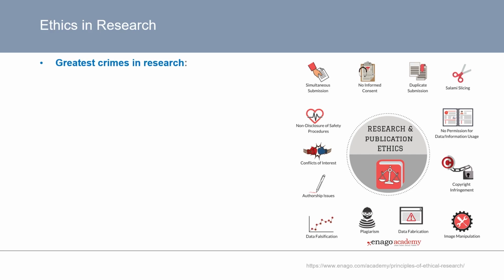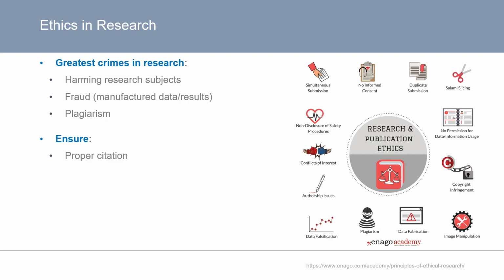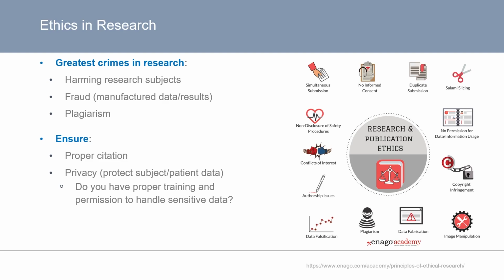Some of the greatest crimes we want to avoid in research are the harm of research subjects, committing fraud, possibly by the manufacturing of data or results, and committing plagiarism, where we take credit for somebody else's work. Among many ethical considerations, it's important to ensure that we always properly cite our work. We take steps to protect the privacy of our subjects or patient data, for example, by making sure that we have the proper training and permission to handle any sensitive data.